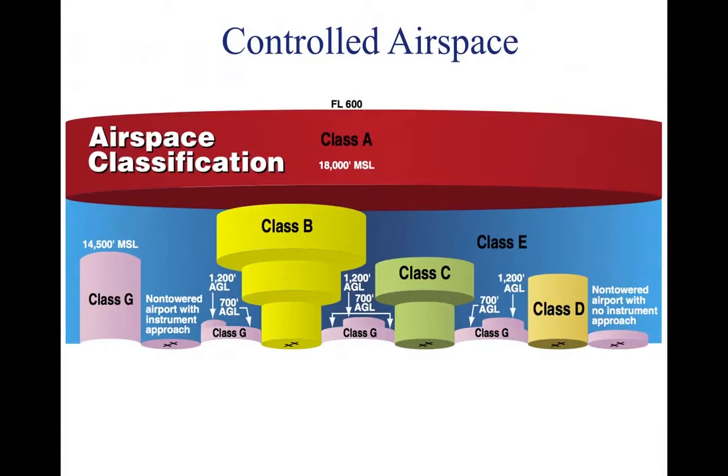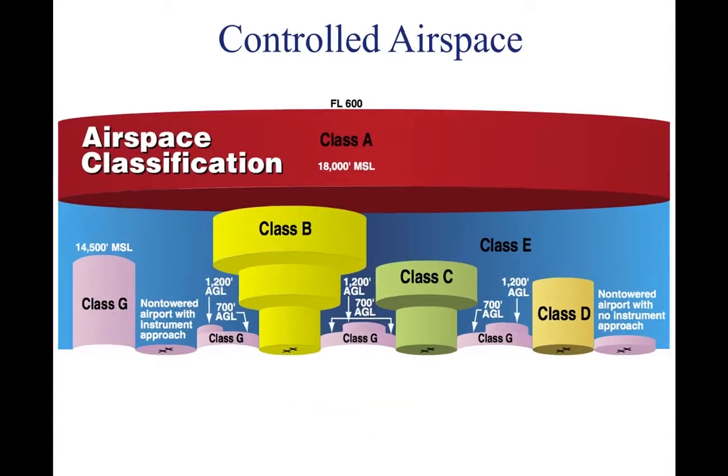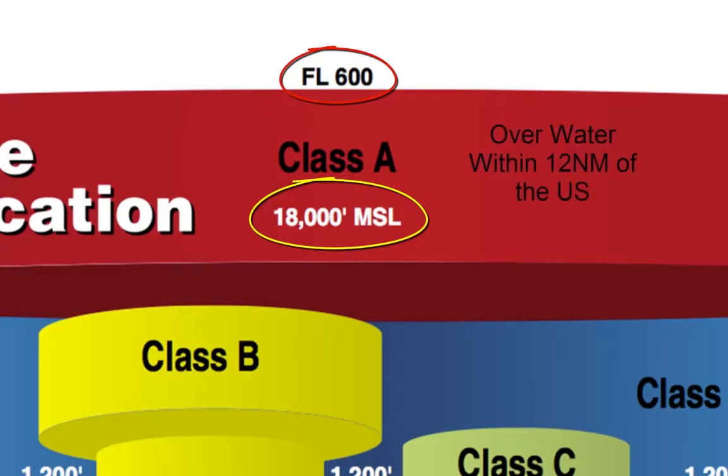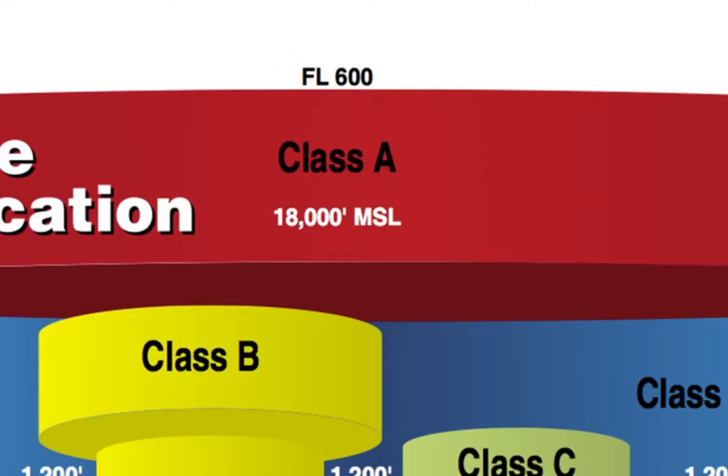Controlled airspace is the generic term that covers the different classifications of airspace and dimensions in which air traffic control services are provided. Controlled airspaces range from Class A to Class E. Class A airspace is generally the air from 18,000 feet above sea level up to flight level 600, or 60,000 feet, and anywhere over water within 12 nautical miles of the U.S. Unless otherwise authorized, all flights in Class A airspace are conducted under Instrument Flight Rules, or IFR.